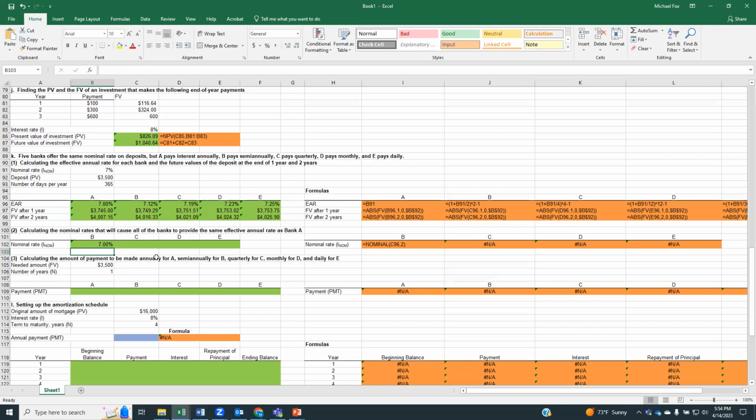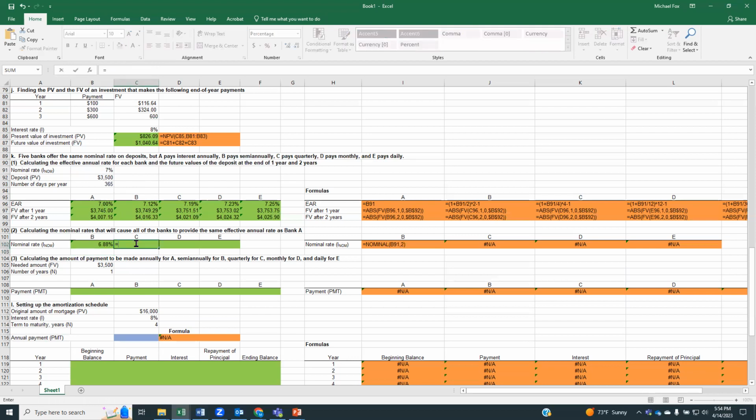Is that right? That seems a little weird. Oh, no, no. Sorry about that. For our nominal rate, what we want to do is our 7%, 2 periods, and then it will tell us that if we're going to pay semi-annually, we will pay 6.88%, and that'd be the same as paying 7% once a year.